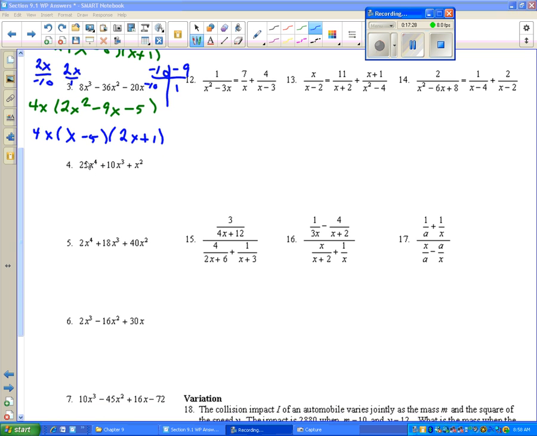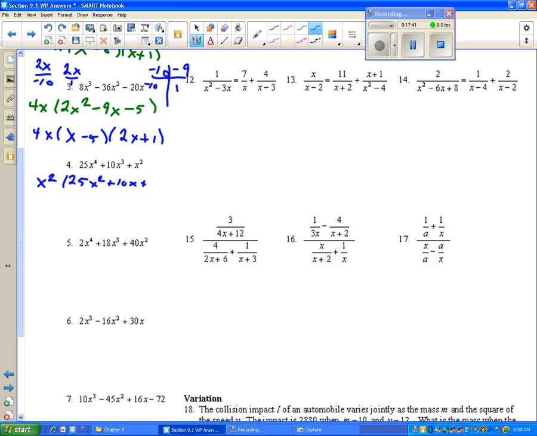Number 4, my greatest common factor of 25x squared plus 10x cubed plus x squared is an x squared. That's going to leave 25x squared plus 10x plus 1. Lots of different ways of doing this, but I'm going to recognize that 25x squared is a perfect square. What is it, you say? Well, that's 5x. 1 is a perfect square. What do you say? That's going to be 1. If I multiply 5x by 1 and double it, I get 10x. So this is my answer.